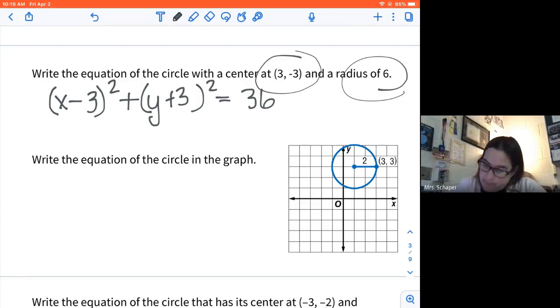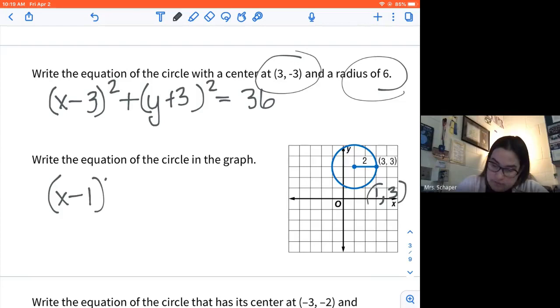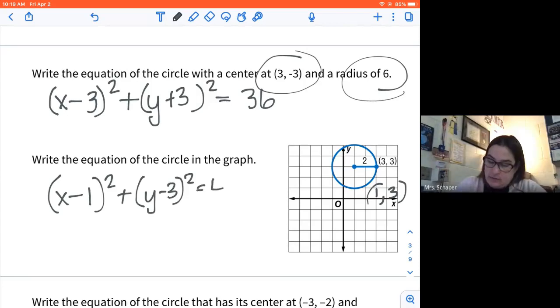All right, write the equation of the circle in the graph. Ooh. Okay, so I'm going to do x minus, let's see where the center is. The center is at 1, 3. So x minus 1 squared plus the quantity y minus 3 squared is equal to the radius squared. The radius is 2, so it equals 4. Super stoked.